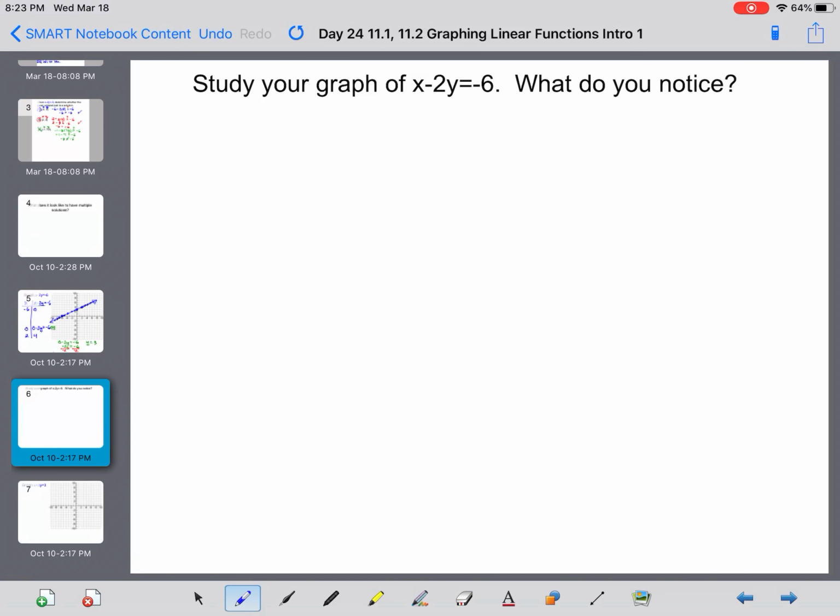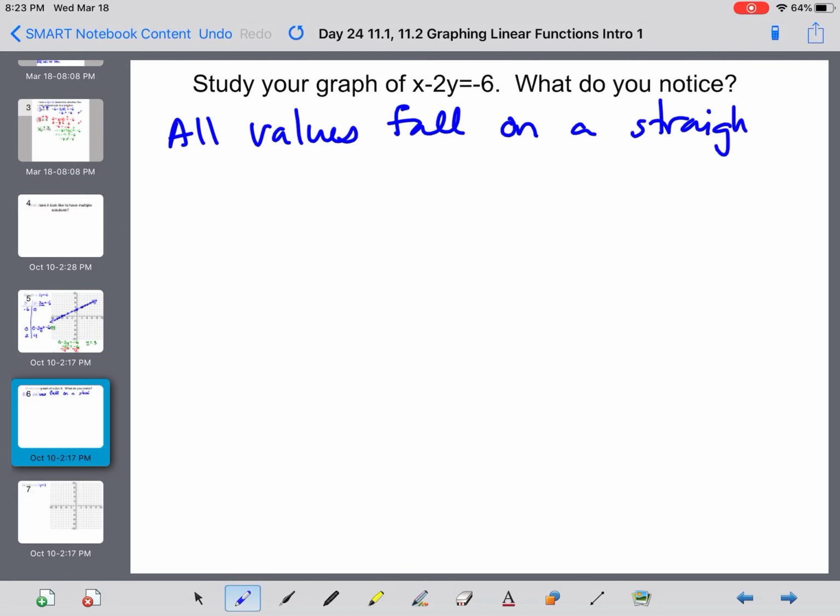So I just want you to take a peek at this graph and make some observations. All right, I'll tell you what I see. I notice that all of the values fall on a straight line. Again, very important, because they should, because we're working with linear equations.